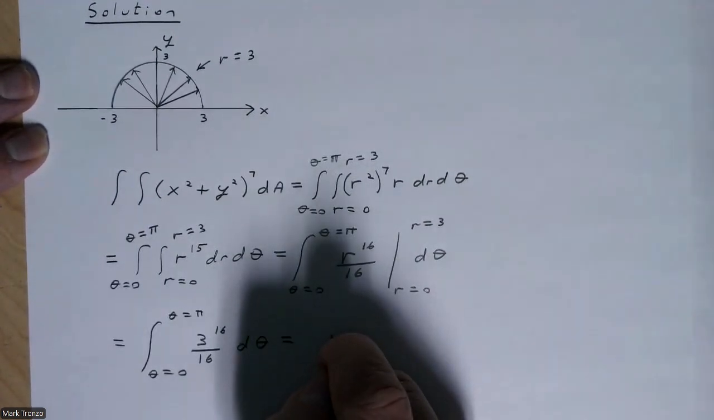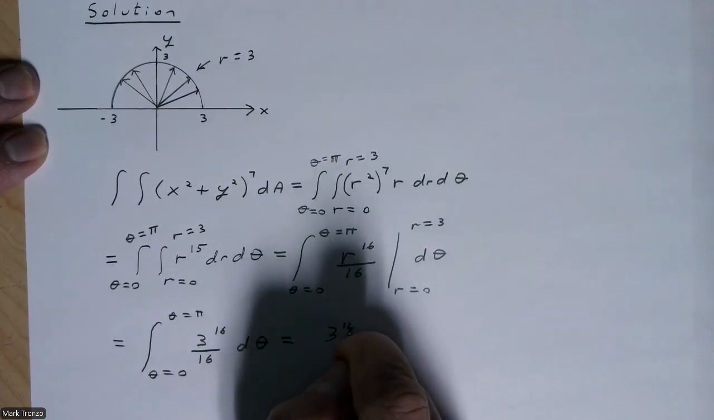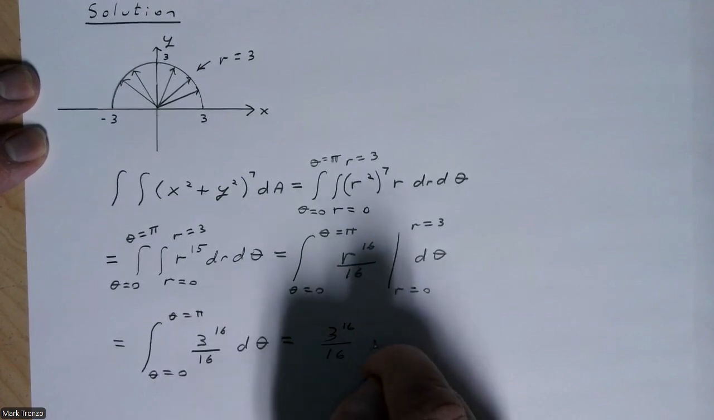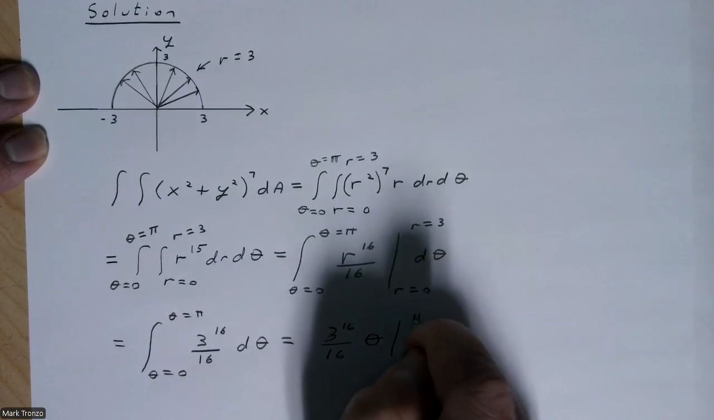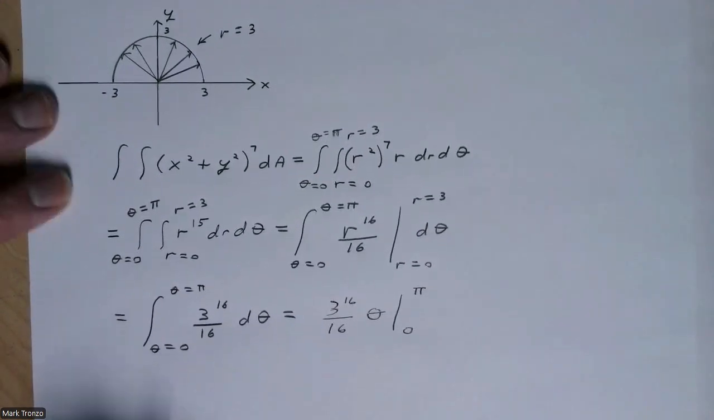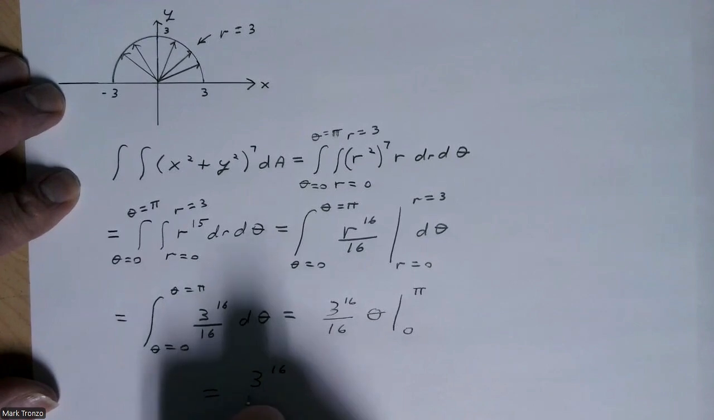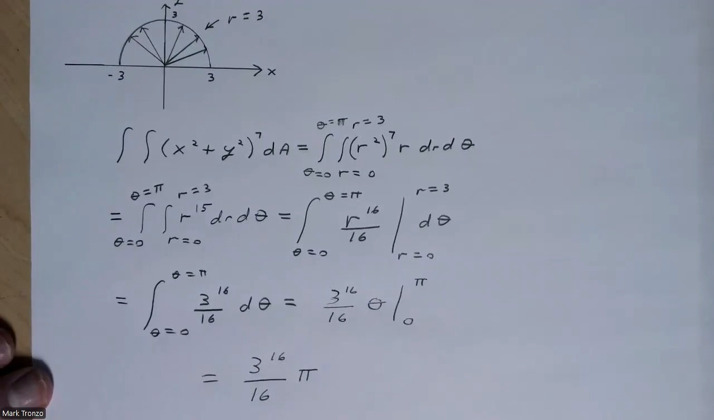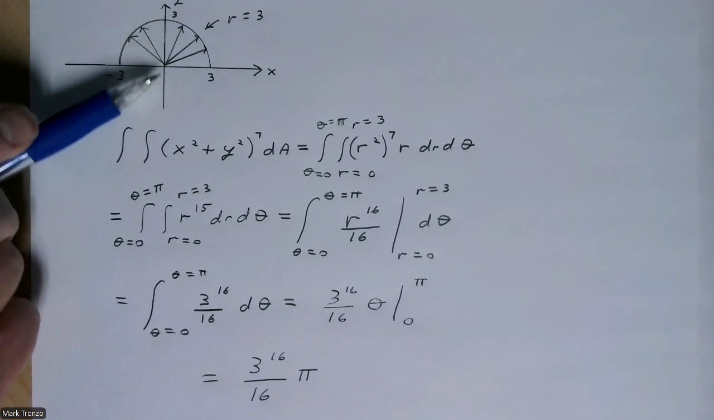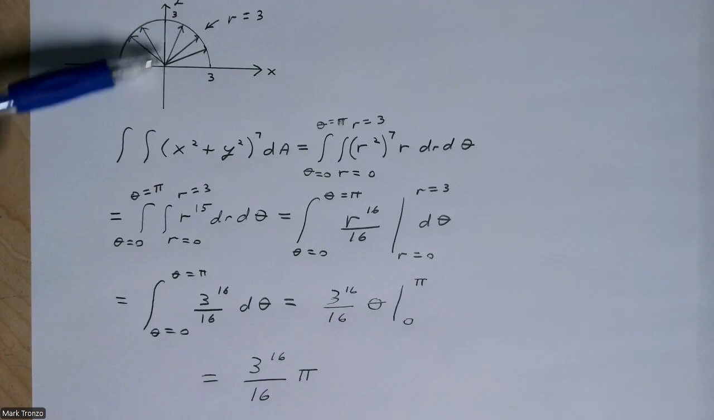Then integrate with respect to theta. And when we put the lower bound once again, we're going to get 0. 3 to 16 over 16 pi, like this. So again, remember to put these arrows in your domain. And we'll see in the next example why that will be helpful.